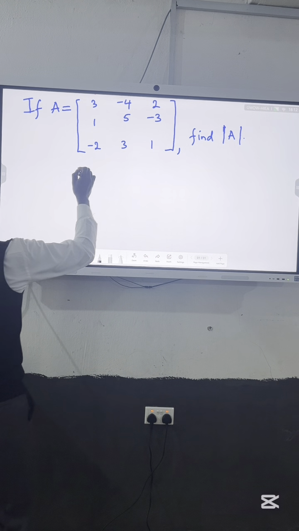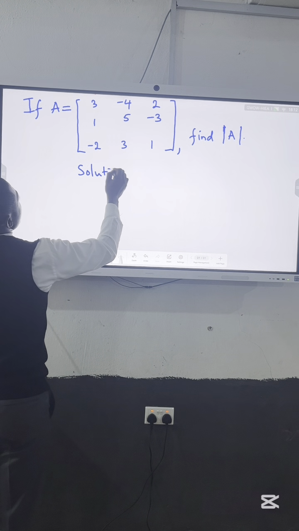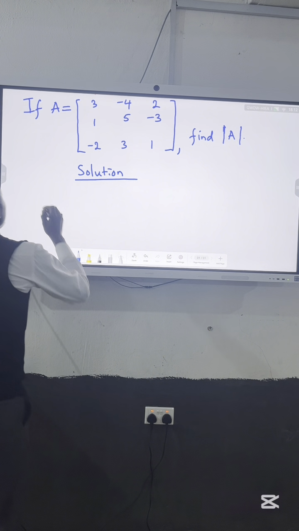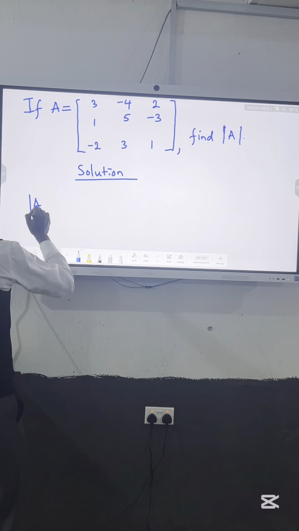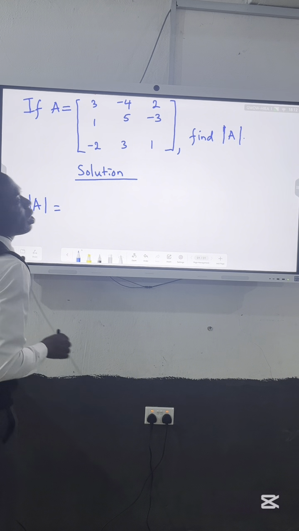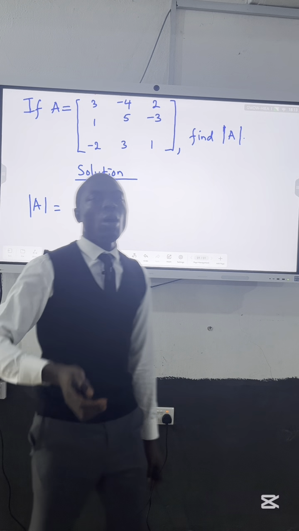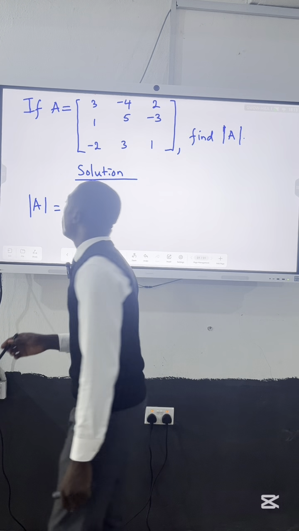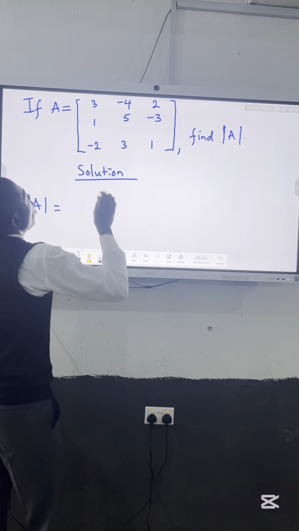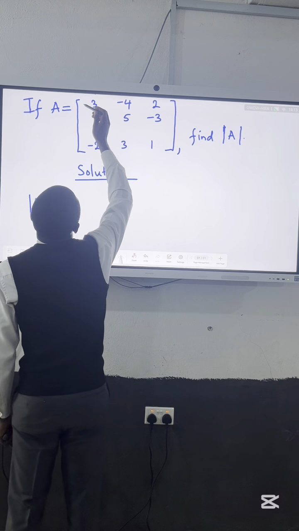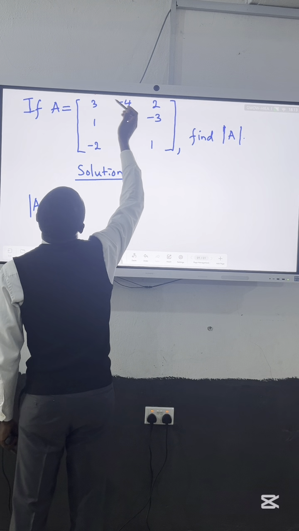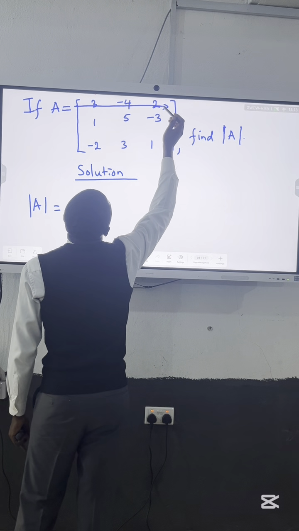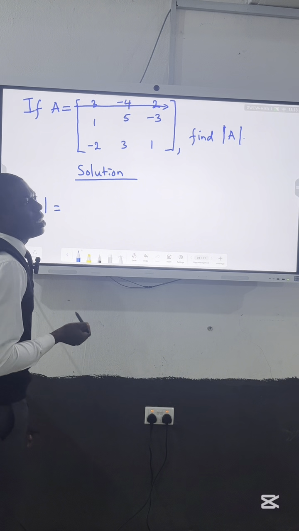Now we're going to say, solution. The determinant of A, written like this, is equal to... now any row or column can be used to find the determinant of the matrix. But for the sake of this video, let's use row 1. The whole of the elements in row 1, let's use them to find the determinant.